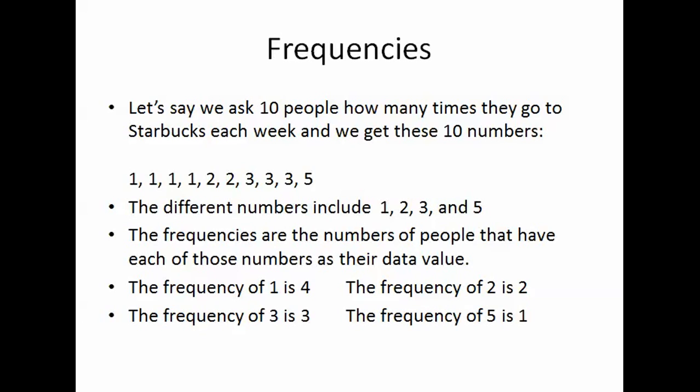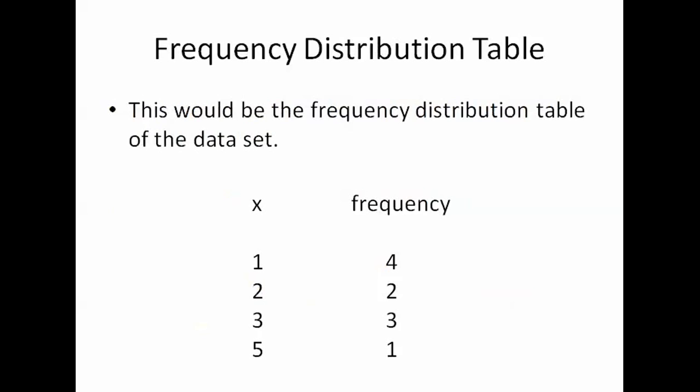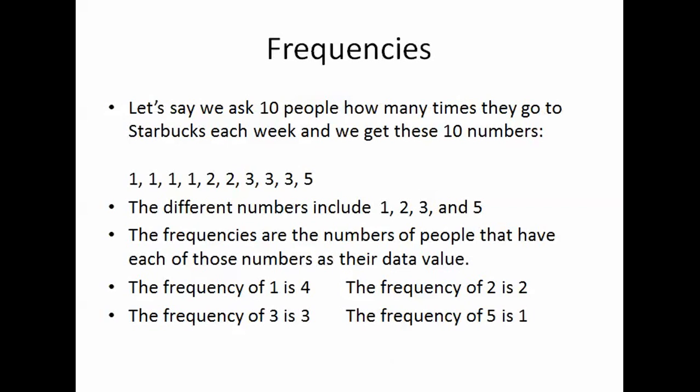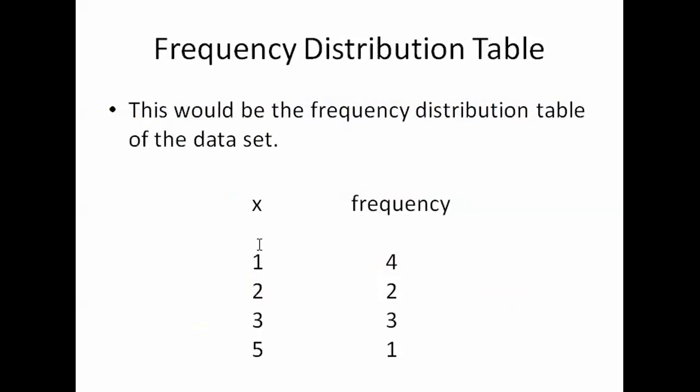If we wanted to create a frequency distribution table for this set of data right here, it would look like this. Remember, these were the 4 answers that appeared in the list of numbers. We had 1s, 2s, 3s, and 5s. So this says 1, 2, 3, 5. And this just shows how many times each of those numbers appeared in a set of answers.